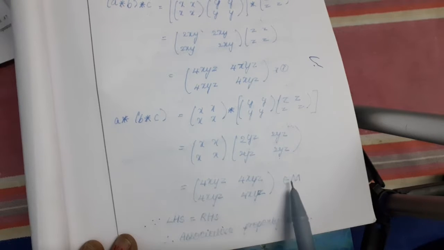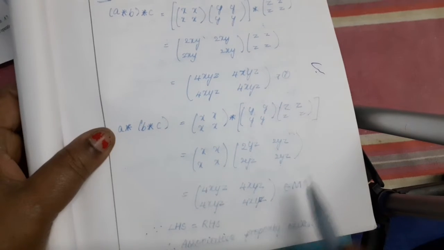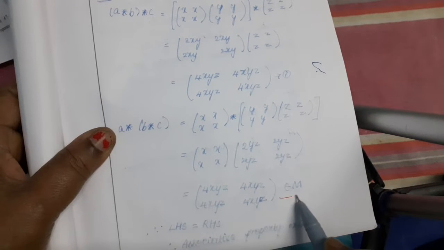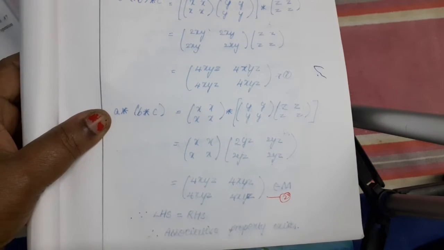We get the 4XYZ. This also belongs to M. Therefore, LHS from 1 and 2. See, this is 1, this is 2. From 1 and 2, LHS equal to RHS, so the associative property exists.